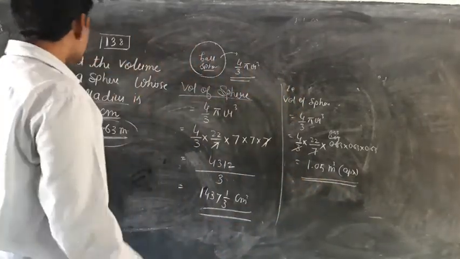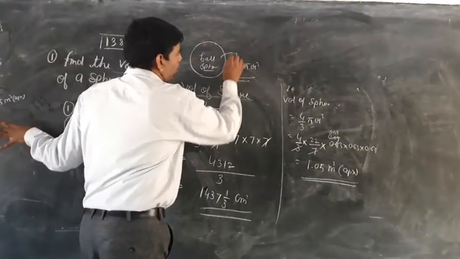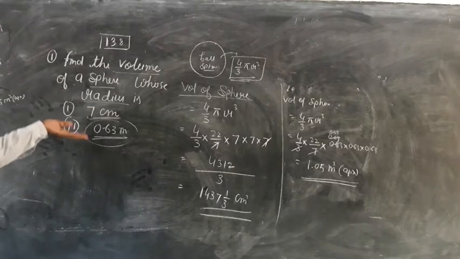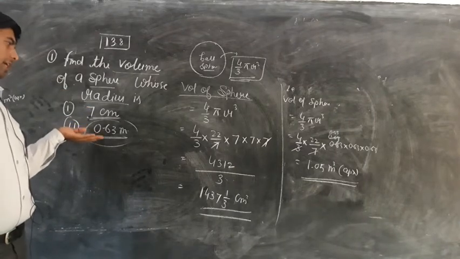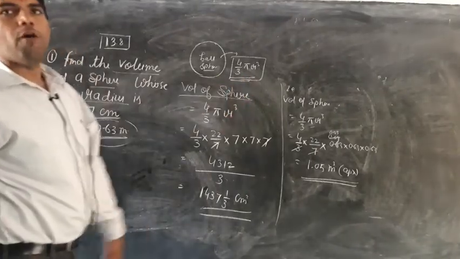So very simple question, only we find the volume of sphere. The formula of volume of sphere is 4 by 3 pi r cube. We are given that the radius is equal to 7 centimeter, and in the second question the radius is equal to 0.63. Put the value of the radius and find the volume of sphere.